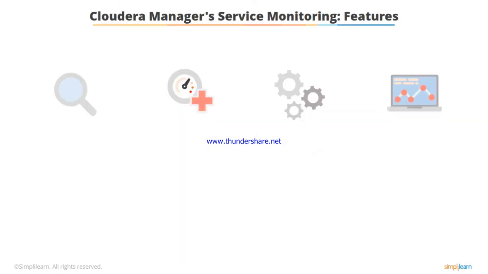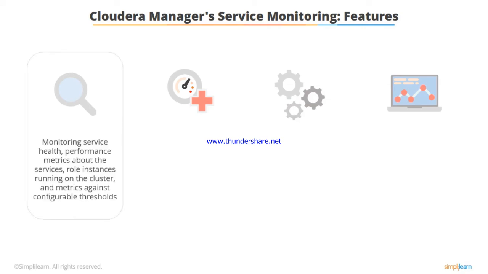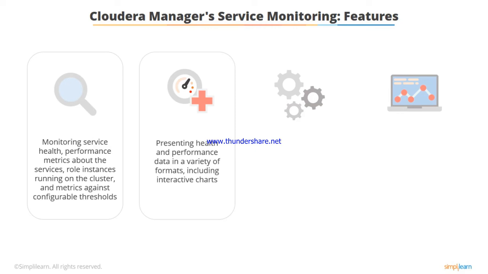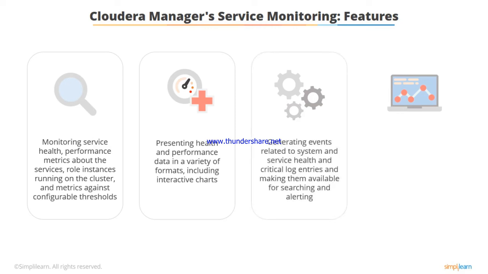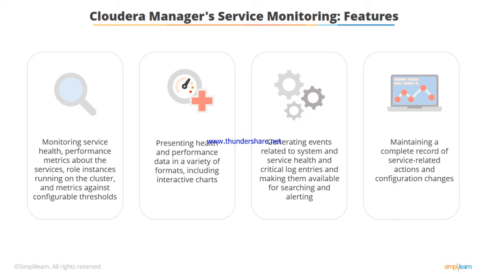Features of Cloudera Manager Service Monitoring include monitoring service health and performance metrics about the services and role instances running on the cluster, and metrics against configurable thresholds. Presenting health and performance data in a variety of formats, including interactive charts. Generating events related to system and service health, and critical log entries, and making them available for searching and alerting. Maintaining a complete record of service-related actions and configuration changes.